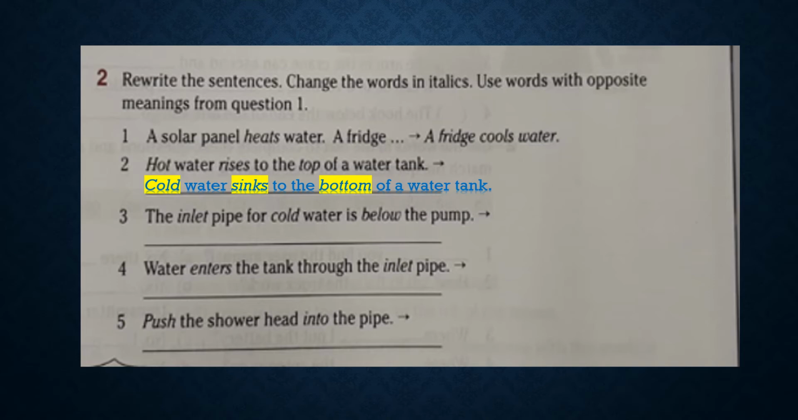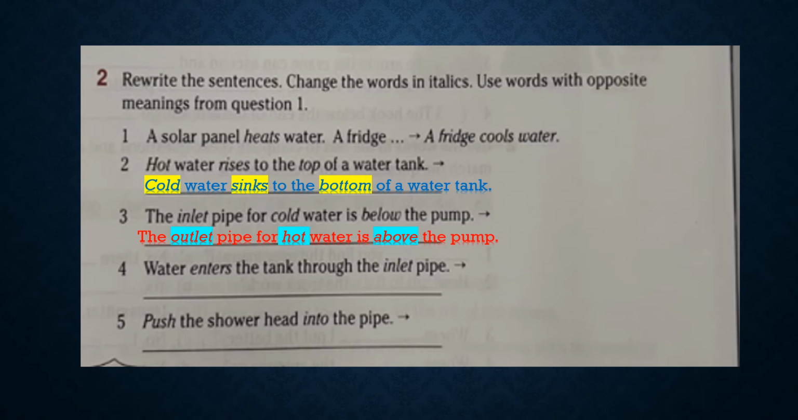Okay, welcome back. Let's see the answer for number 3. The inlet pipe for cold water is below the pump. Here we're going to change 3 words: inlet, cold, and below. So the answer will be the outlet pipe for hot water is above the pump. Very good.